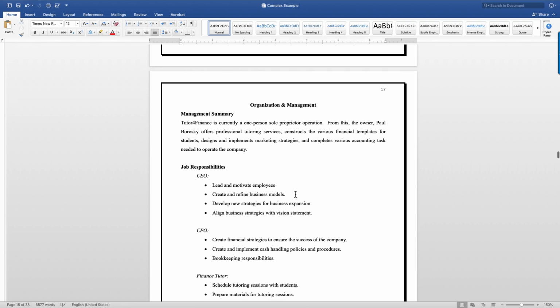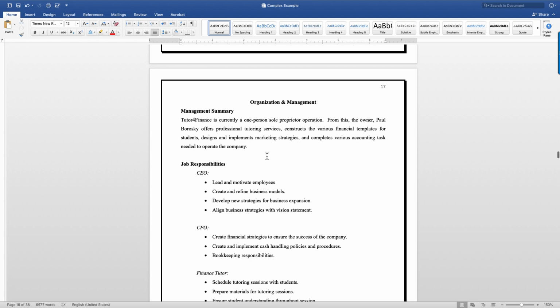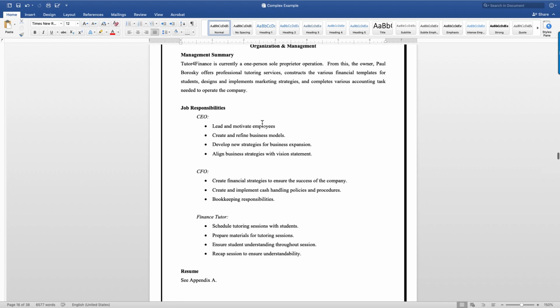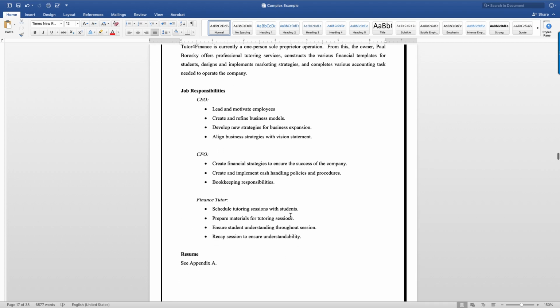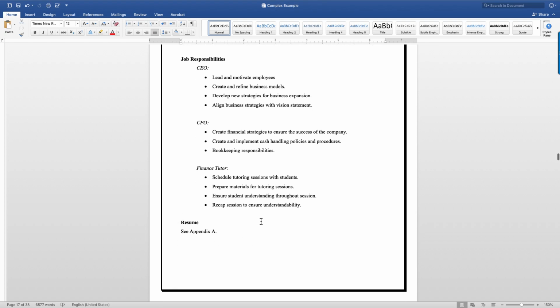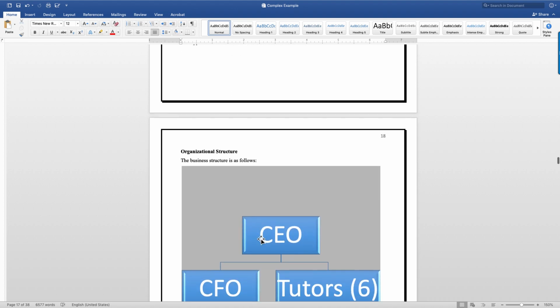Next section is going to be the organization and management, and up top is going to be a management summary. And for me to write the summary, I do need a resume, and I do ask y'all to supply it to me. And then underneath that, we go into job responsibilities. Who's going to do what, where, when, and how. And if you do supply me with a resume, I will include that in the appendix.